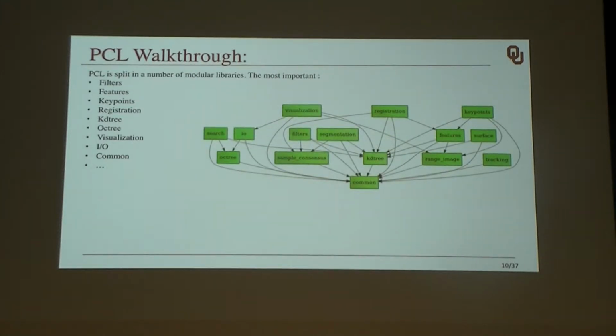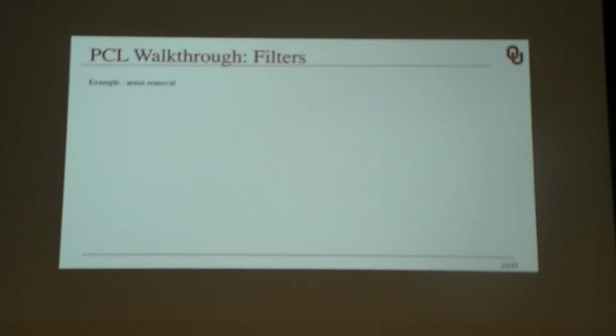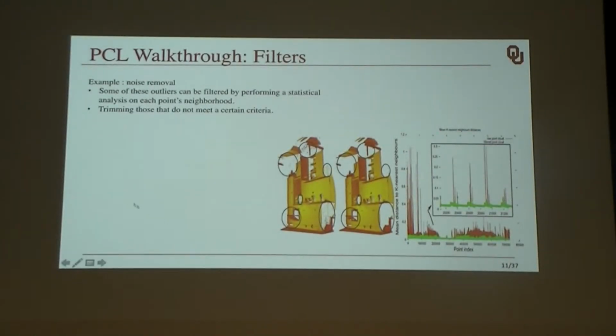Again, this is the graph that shows the connection between these modules. The first module, and one of the most important modules in PCL, is the filters. We can use this module for noise removal, as we see here. As we notice here, we have a lot of noise and outliers. Using some filters in this module, we can get these results, a clean point cloud. So any points that don't meet any criteria or any condition will be removed.